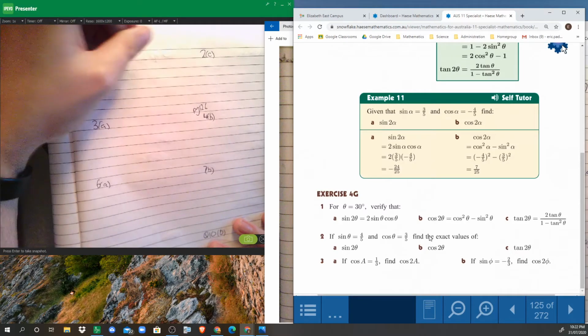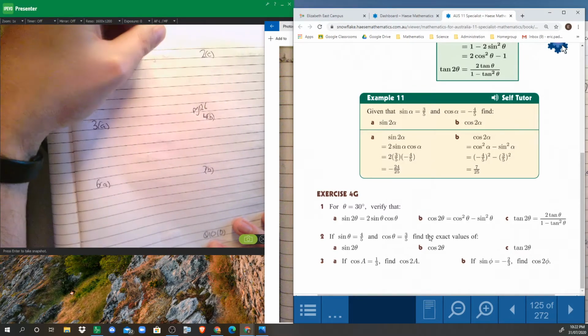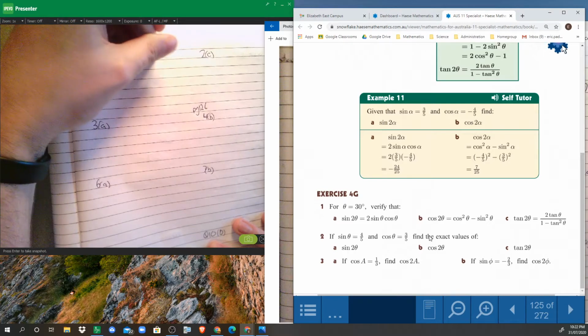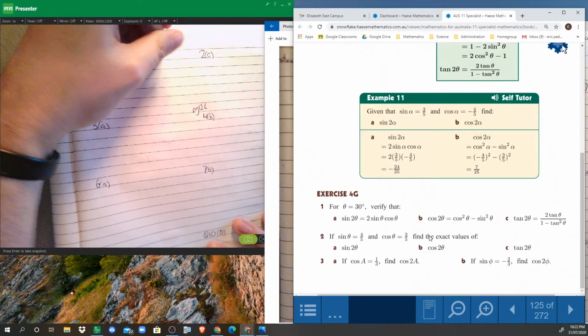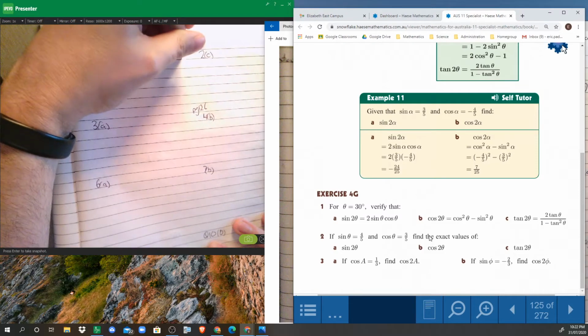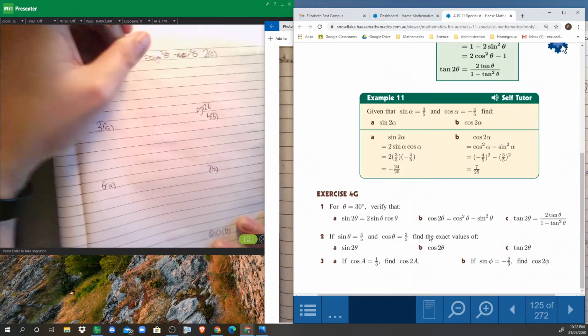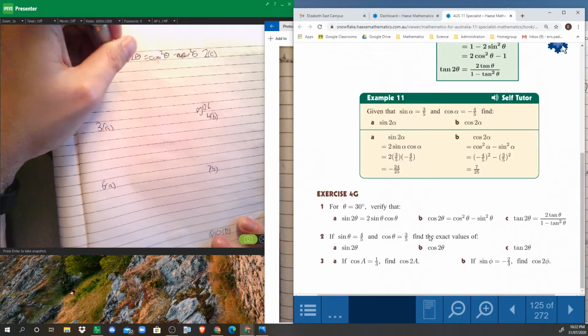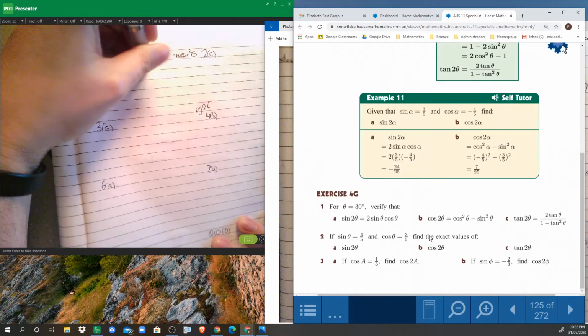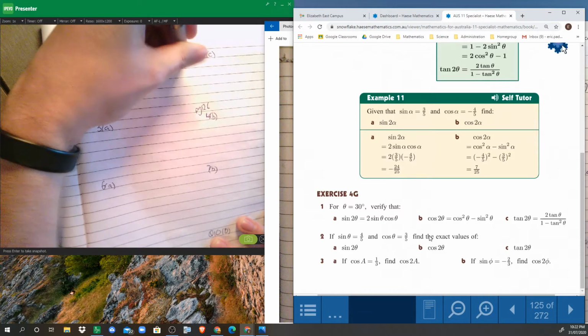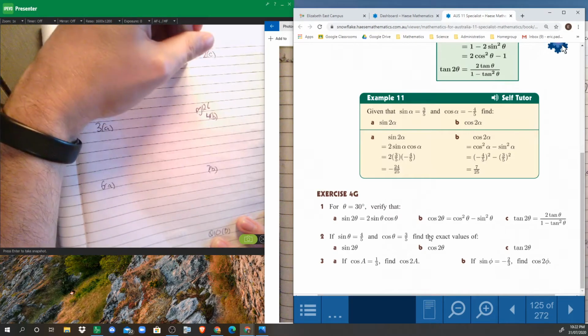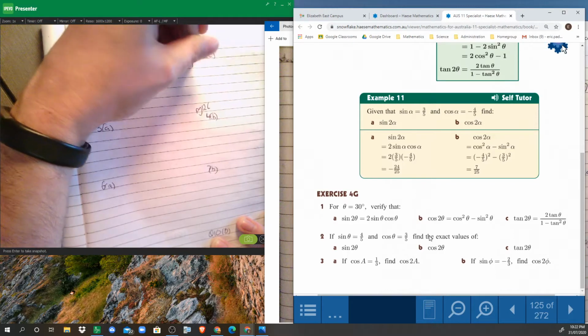All right, for 30 degrees, cosine 2 theta equals cosine squared theta minus sine squared theta. Well, let's substitute in and just check if the left-hand side matches the right-hand side. So if I do 2 theta, that'll be 60 degrees. Cosine of 60 degrees equals cosine of 30 degrees squared minus sine of 30 degrees squared.